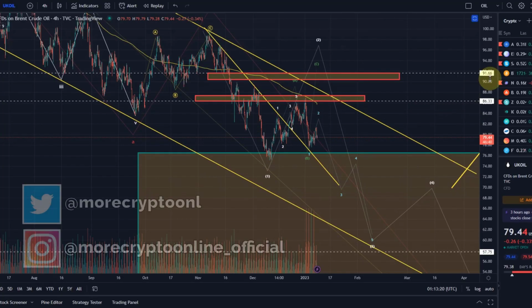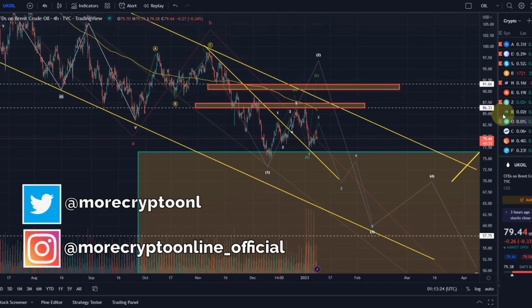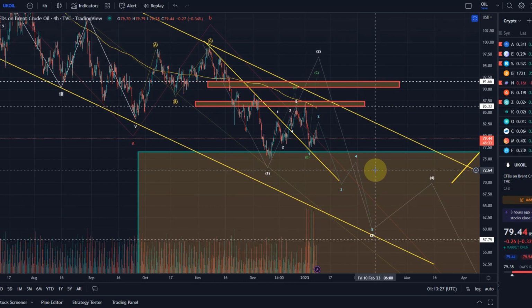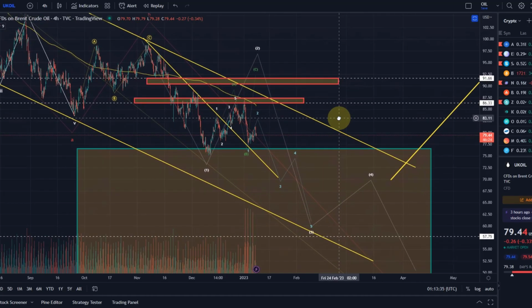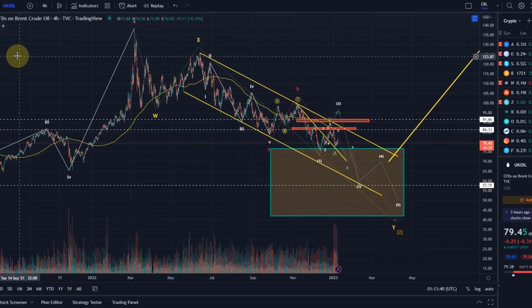I just want to show you the expected wave count that we've got here. There are two scenarios that I'm still observing that we talked about in the previous video as well. We might get a bit more clarity now with the latest developments. Let me introduce to you again the higher level wave count. My understanding is that we're currently coming down in a wave 2 correction.